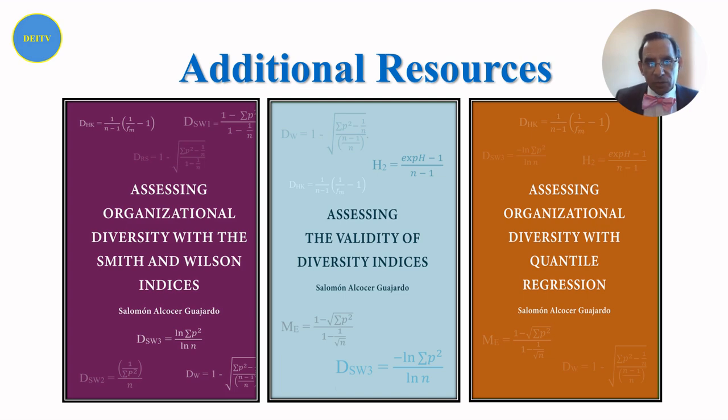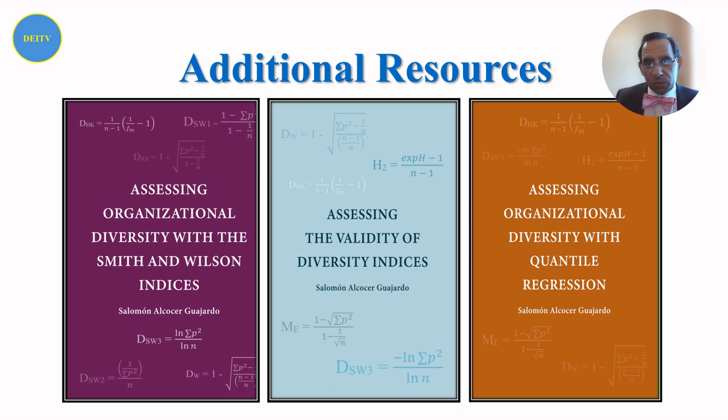The Wilcox index is also assessed in Assessing the Validity of Diversity Indices. Again, the book is available through Amazon and also through the publisher, Cambridge Scholars Publishing in the UK. In assessing the validity of diversity indices, the Wilcox index is compared to the Simpson index, the McIntosh index, and other indices based on the Simpson index.